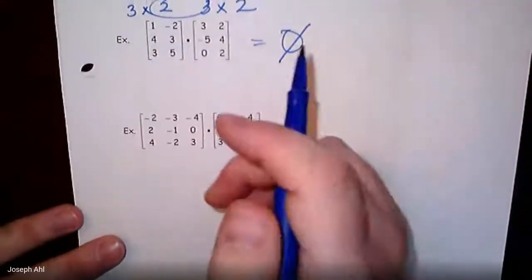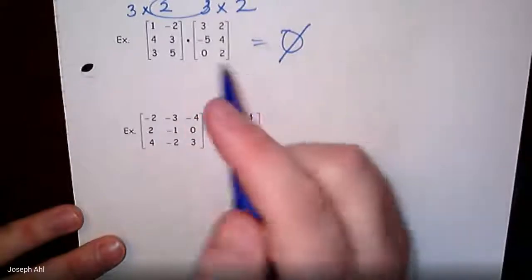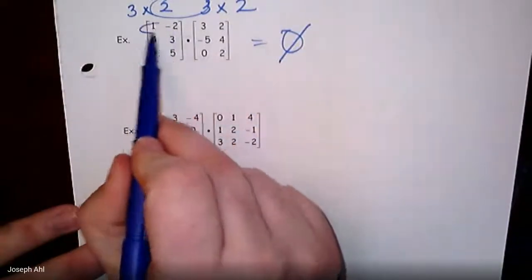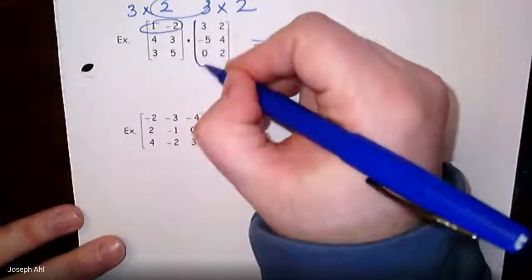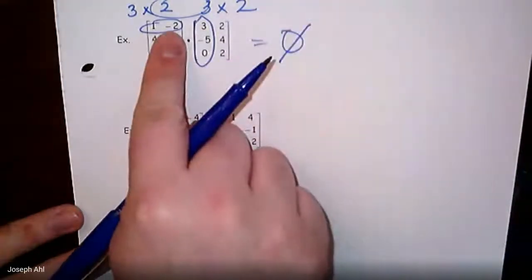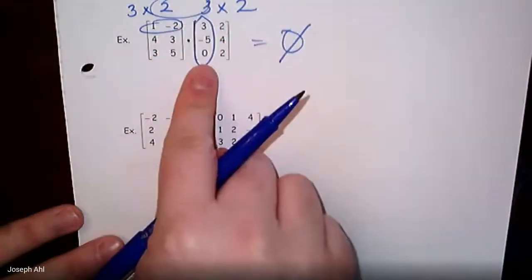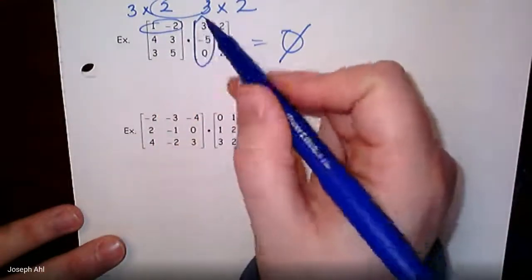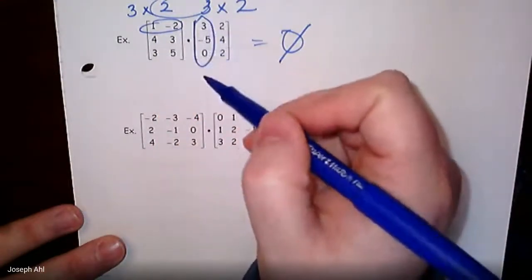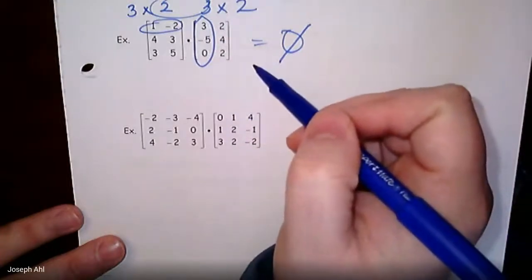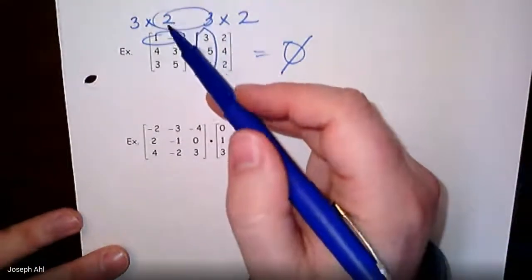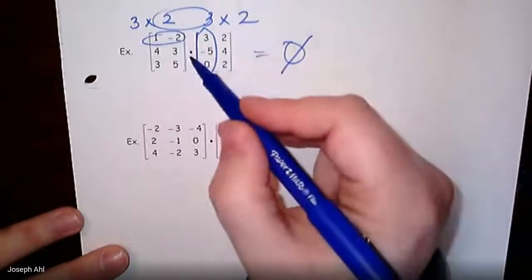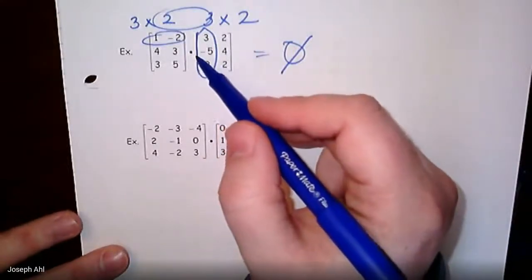What if you didn't realize that and you just started doing the multiplication? You would realize very soon into the process, I hope, that it's not going to work. If I do the first row here times the first column there, notice how there's not enough elements in this first row to correspond with the elements in this column. So just be careful about that. These matrices are the same size, so we could add and subtract them, but multiplying would not work here.